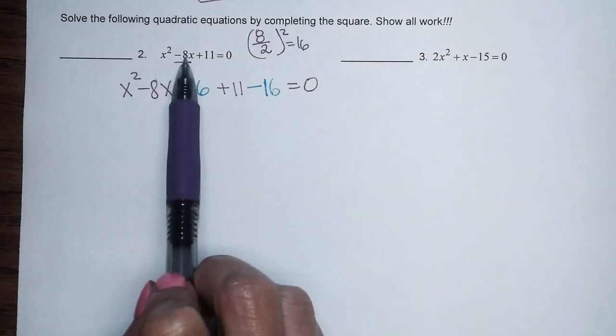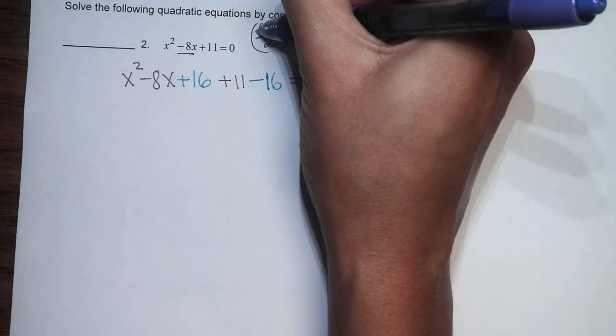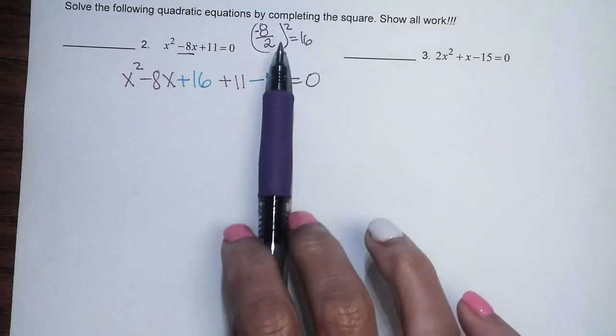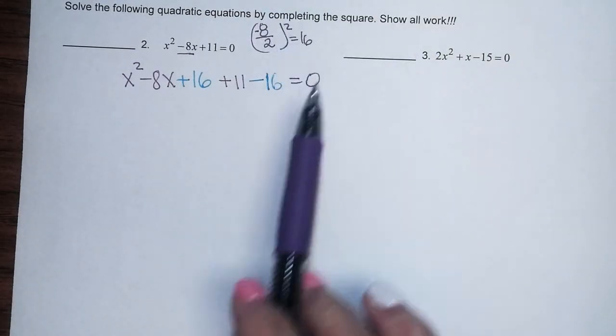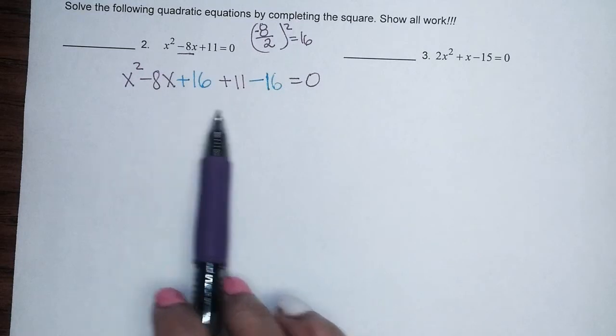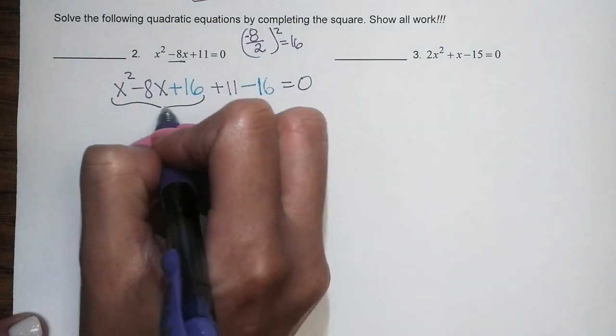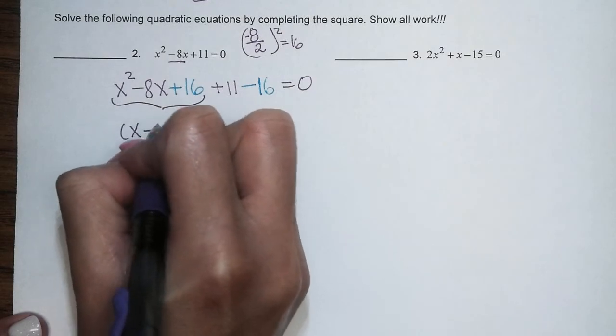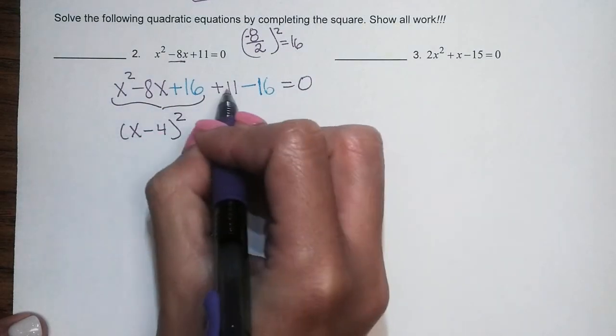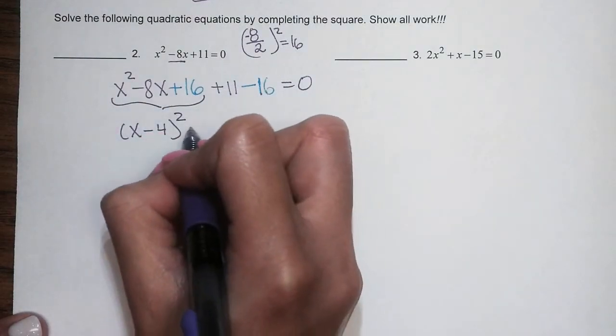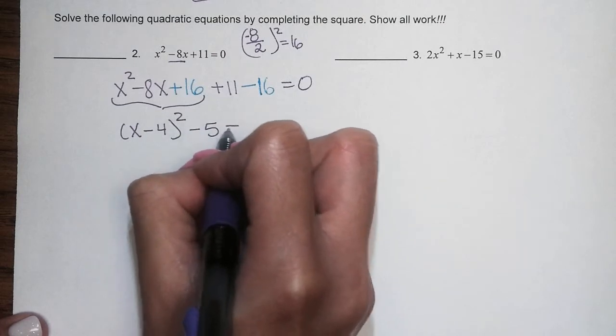Take your linear term, divide it by 2. Technically, it was a negative 8, but it's still going to be a plus 16. Take your linear term, divide it by 2, and square it. So that's going to be a positive 16, and then you have to subtract that 16 to keep the equation balanced. So now the next step in completing the square is just to factor this perfect trinomial into (x minus 4) squared. Simplify 11 minus 16, so that's negative 5 equals 0.